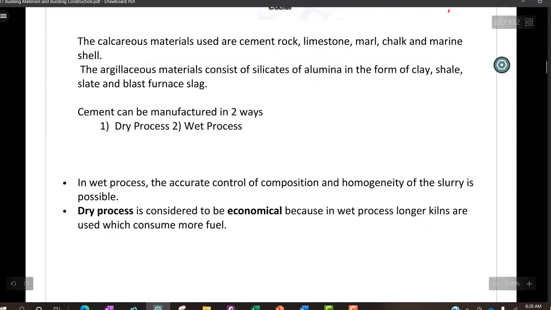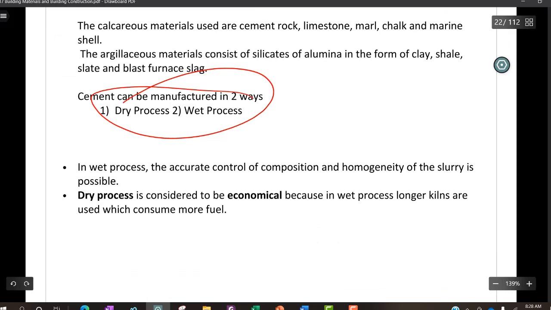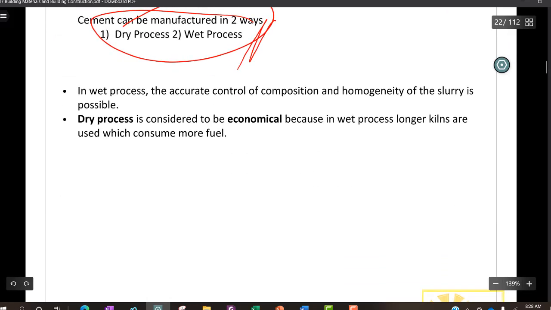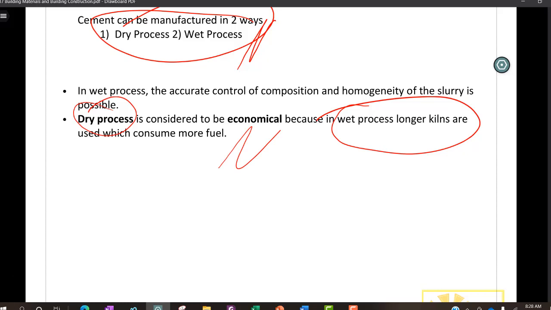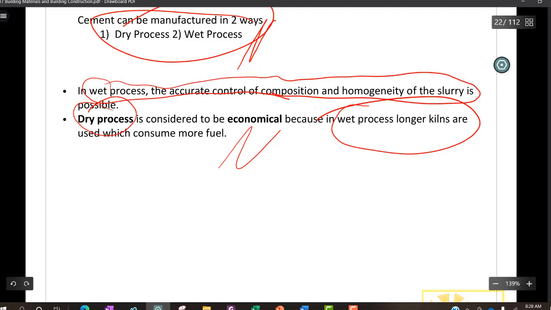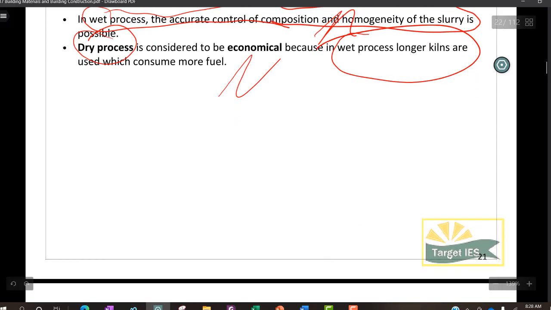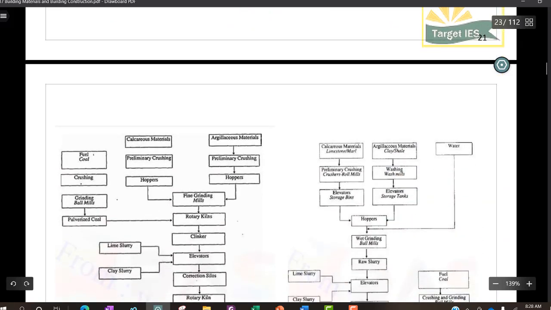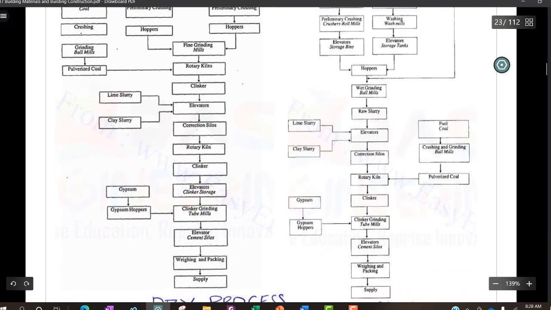You will remember. So there are two ways we can manufacture cement. One is the dry process, the other is the wet process. Which is more economical? The dry process is more economical. In the wet process, as you are adding more water, more fuel is required so that the water could be evaporated. But in the wet process, as we have it in slurry form, we can control the composition very well. We can get the accurate cement whatever we need in the wet process, but the dry process is economical, so obviously we'll be going for the dry process.